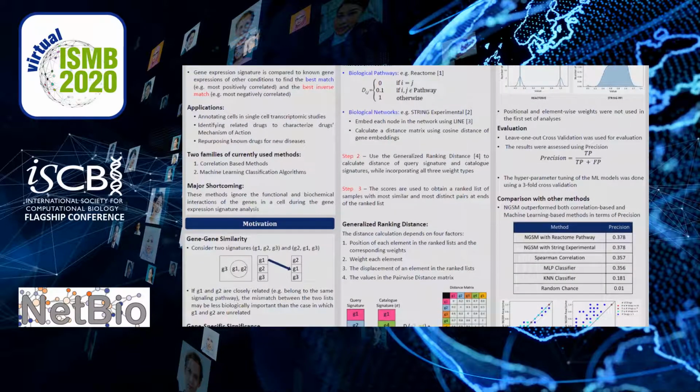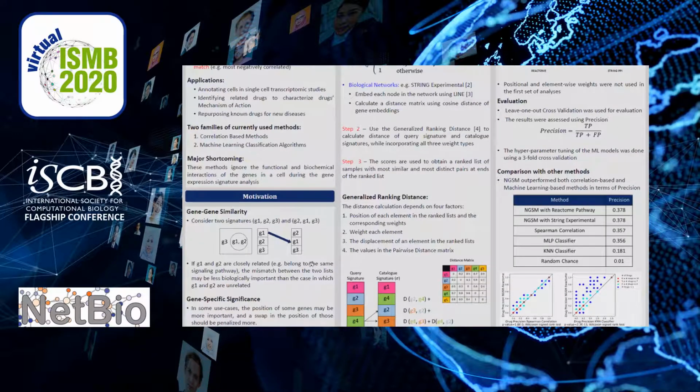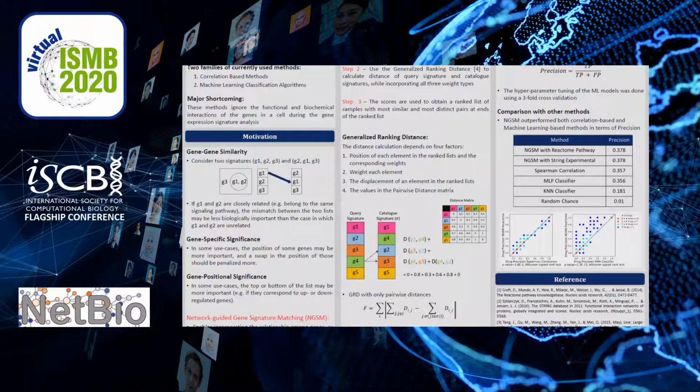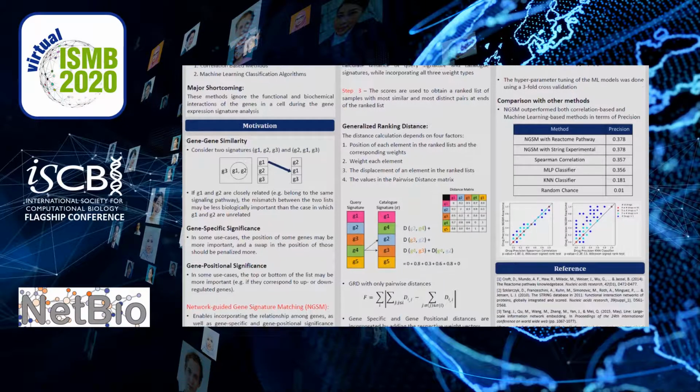The first factor is pairwise gene relationships. For example, in the figure, if G1 and G2 are closely related to each other by maybe belonging to the same pathway, the mismatch between the two signatures might be biologically less important than in the case where they are unrelated. The second factor is element-wise importance. In some cases, one might be interested in the position of some specific genes, and swaps in the position of those genes must be emphasized.